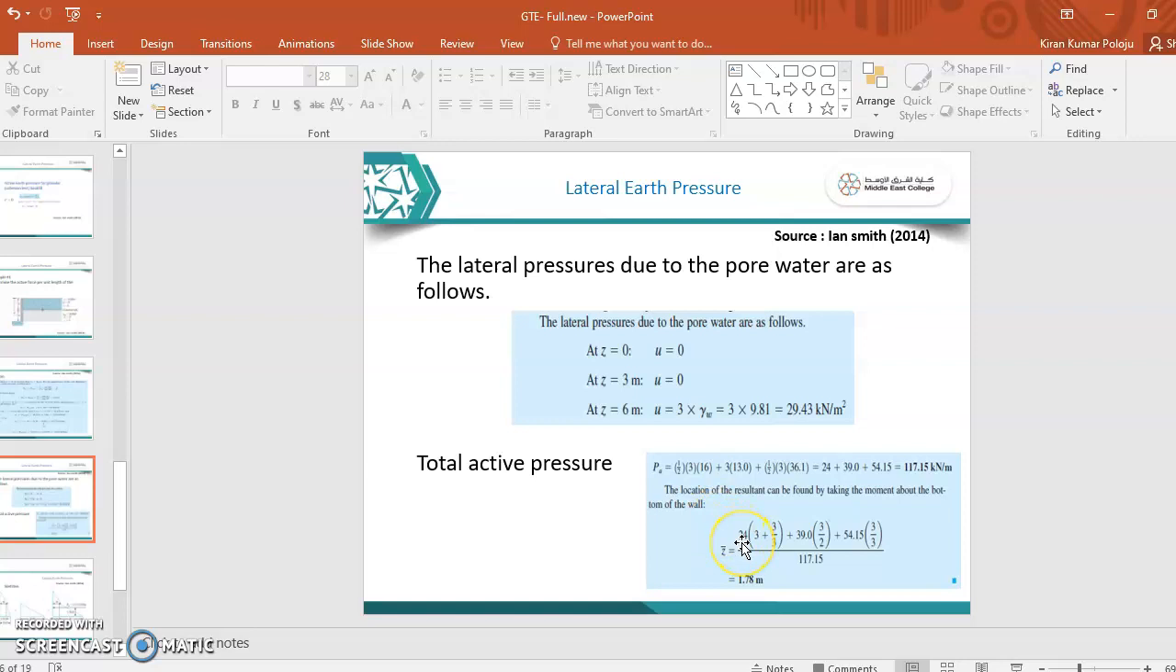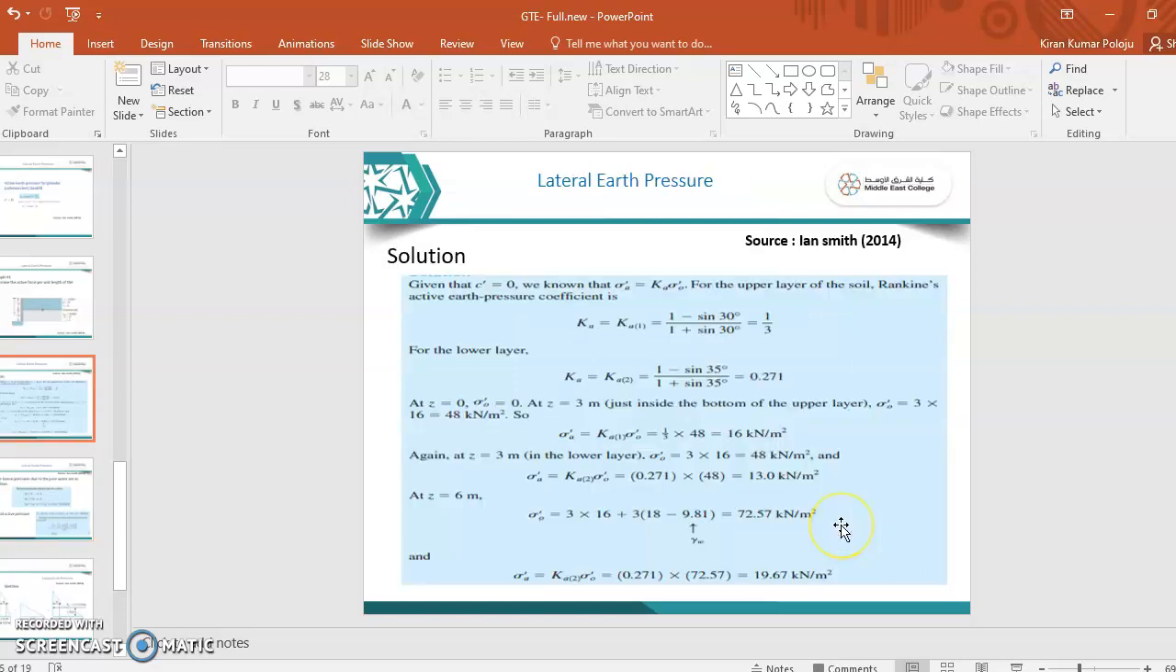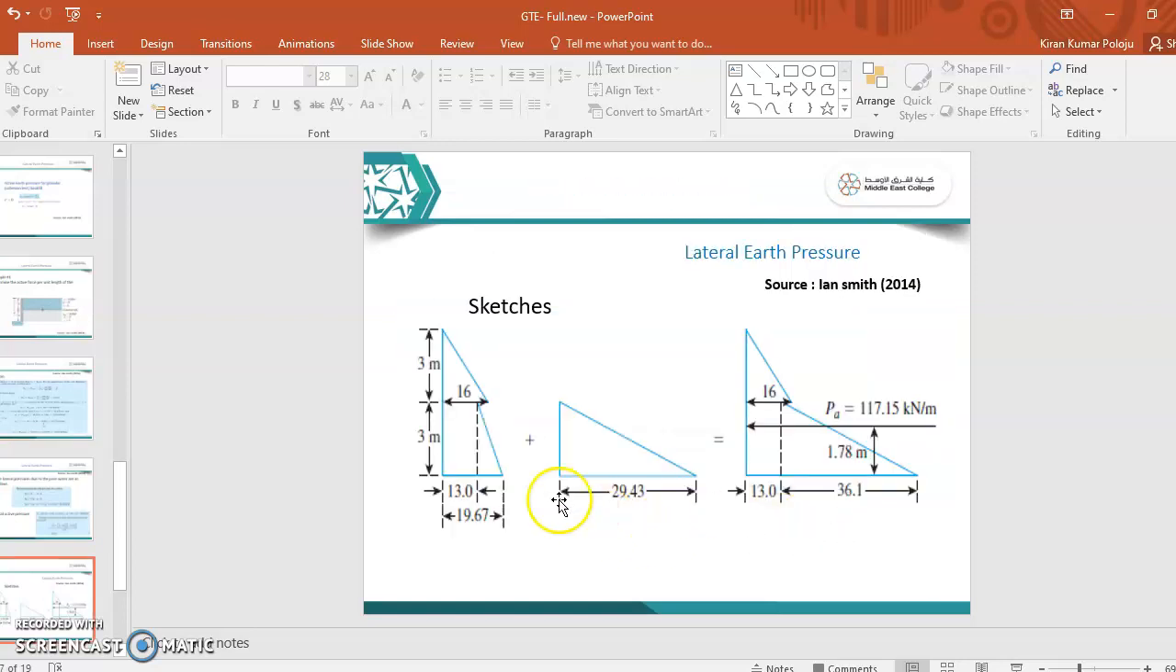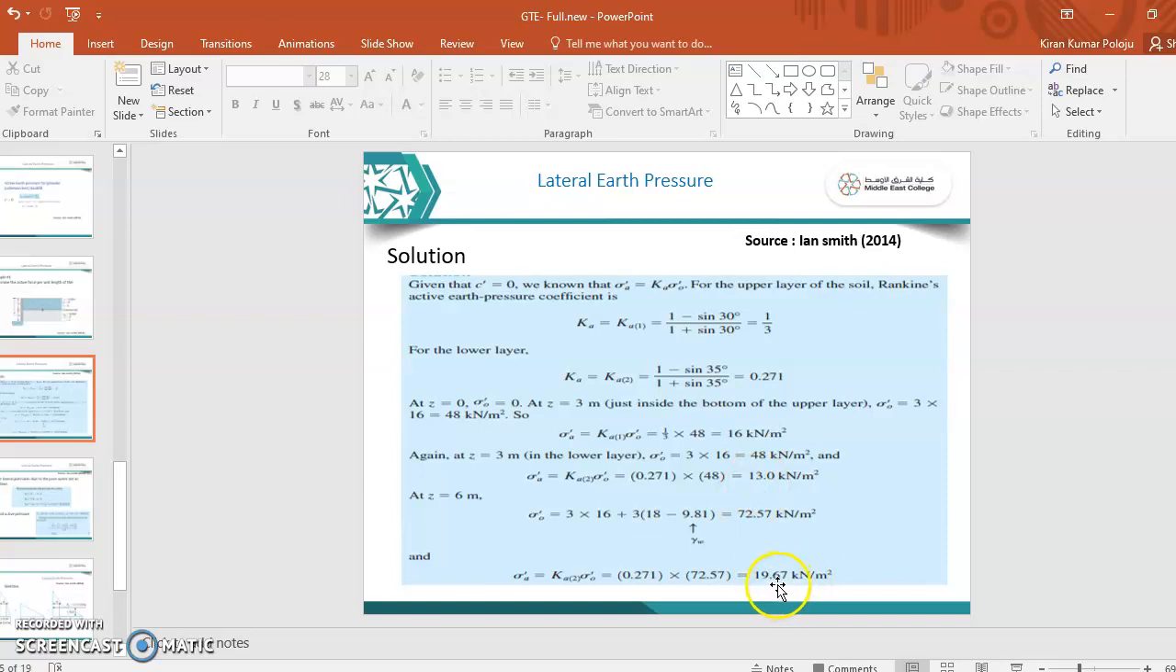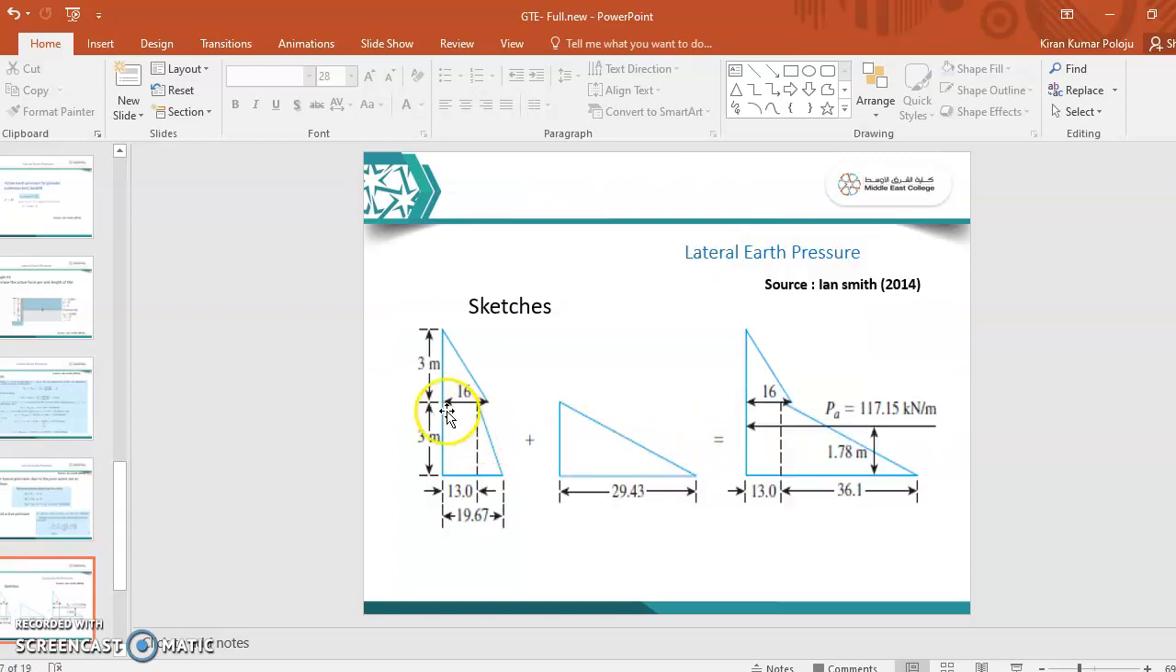First we have to calculate the area of the first rectangle, first section, area of the second section, area of the third section. We'll see what different shapes we got here. Based on the values, the ground is 19.67. At z equal to 6 meters, it is 19.67, at z equal to 3 it is 16, and at z equal to 0, it is 0. So just connect all the points. You will get this shape, and this is the pore water pressure 29.43.